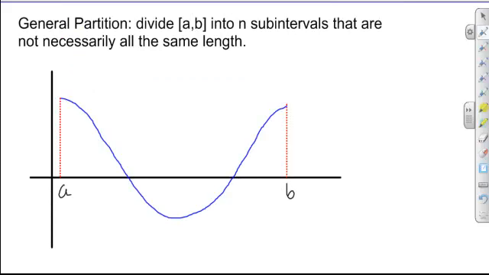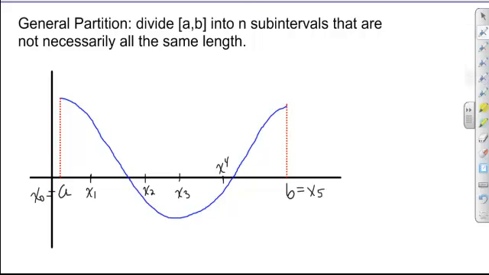We can use what's referred to as a general partition. And in a general partition, we divide the interval from A to B into subintervals, and these intervals are not necessarily the same length. They might be, but they don't have to be. So if I'm going to do a general partition for this particular interval, I might let x sub 1 be right there, and maybe x sub 2 is way over here, x sub 3, x sub 4 right there, and let's let this be x sub 5. So I'm going to have 5 subintervals. Okay, and clearly they are not all the same length.